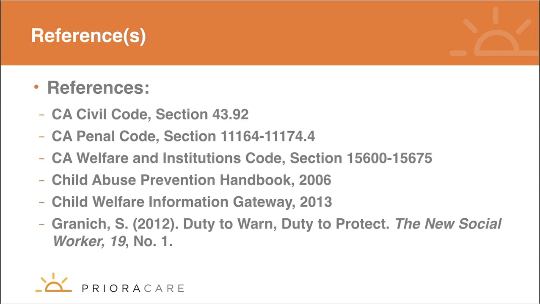References used in this training include the California Civil Code, Section 43.92, the California Penal Code, Section 11164 through 11174.4, the California Welfare and Institutions Code, Section 15600 through 15675, the Child Abuse Prevention Handbook released in 2006, the Child Welfare Information Gateway from 2013, and an article by Granich from 2012 called Duty to Warn, Duty to Protect.